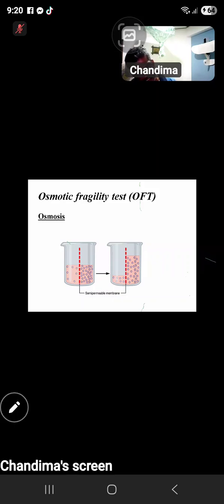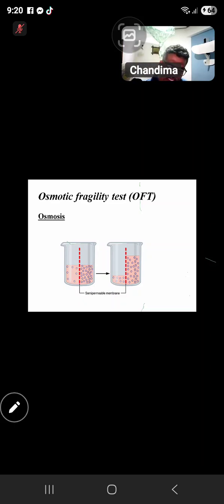In the first one, which I have mentioned, the hypertonic one, red cells are going to be inflated. They take the water molecules and get inflated. And at one point, these cells are going to become fragile. This is going to be named as osmotic fragility of red cell.